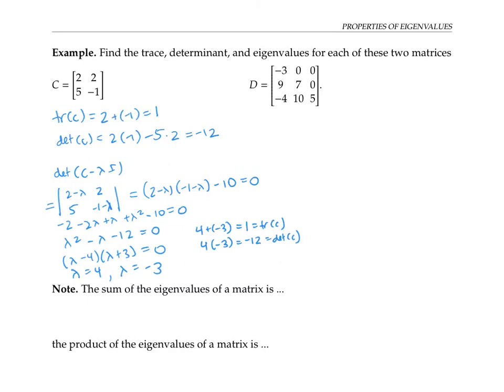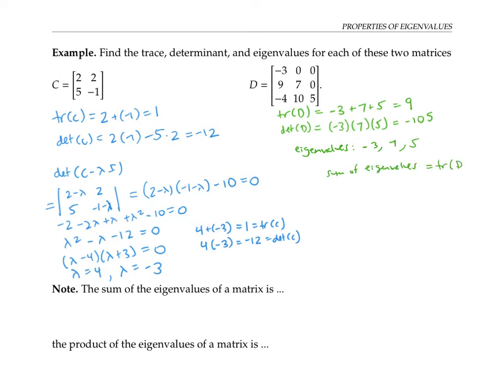Let's see what happens for this 3 by 3 triangular matrix D. We know that the trace of D is the sum of the diagonal entries, and because D is triangular, the determinant of D is the product of its diagonal entries. But as we saw in the previous slide, since D is triangular, its eigenvalues are exactly its diagonal entries, negative 3, 7, and 5. So the sum of the eigenvalues will be equal to the trace, and the product of the eigenvalues will be equal to the determinant.